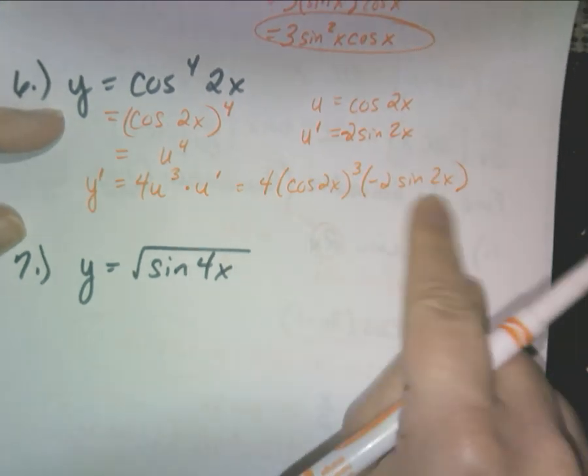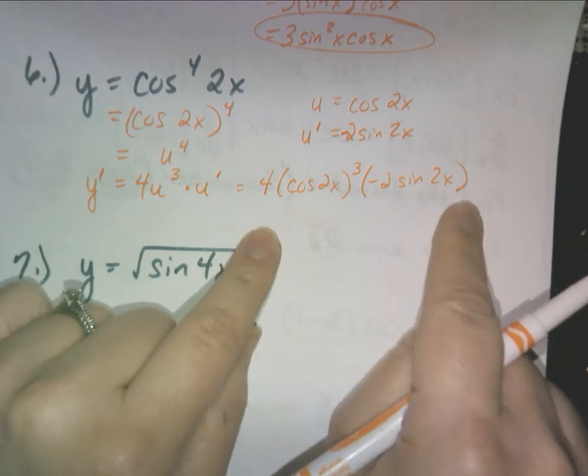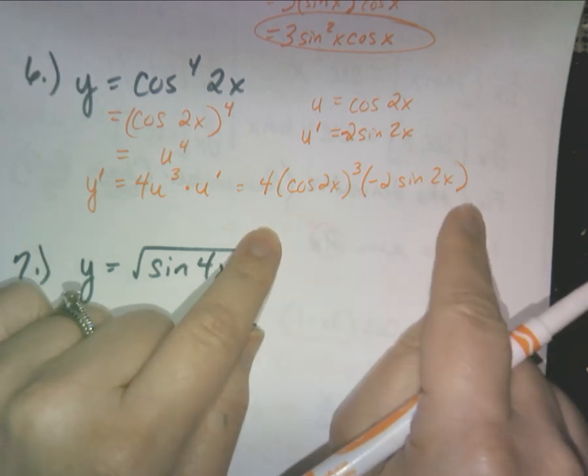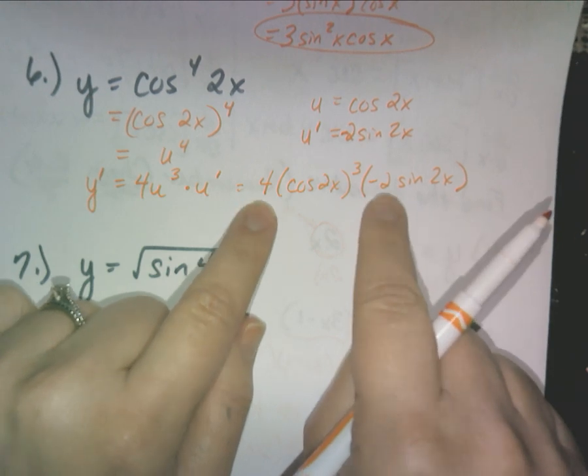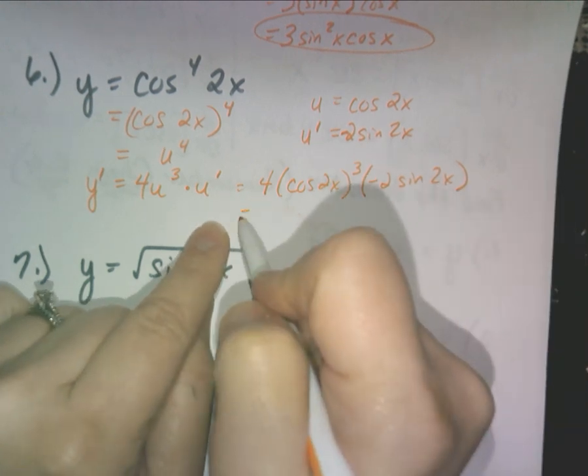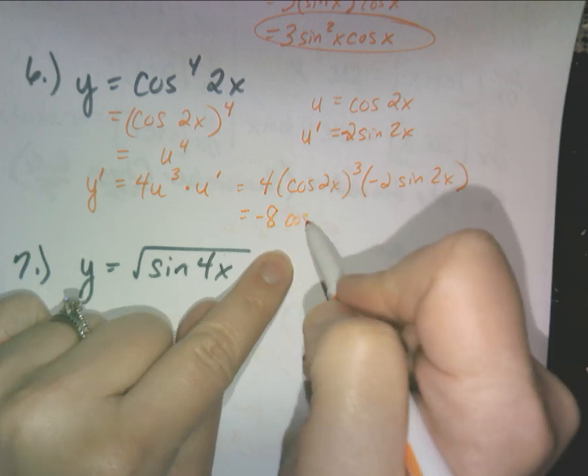I don't like the way that looks. I want to clean this up. What is allowed to be together? The 4 and negative 2, with the 3 on the cosine. And then I put the 3 with the cosine.